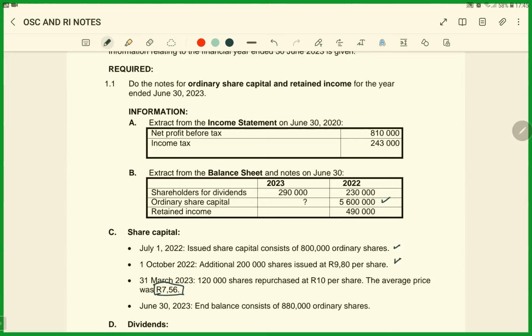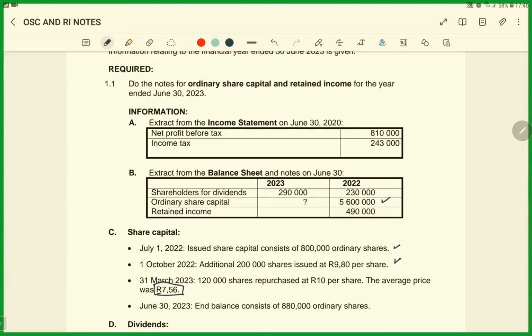Okay, I'm done. You are done? Yes, sir. Can you explain the steps to me? So we were given a balance of 5,600,000, and the issued capital of that was 800,000. Then on the 1st of October, there were additional shares issued for 9 rand 80 cents. So I multiplied that, and it gave me 1,960,000. Then shares were repurchased at 10 rands, while the average share price was 7 rands 56 cents.